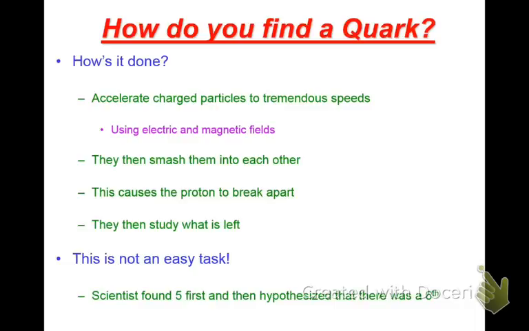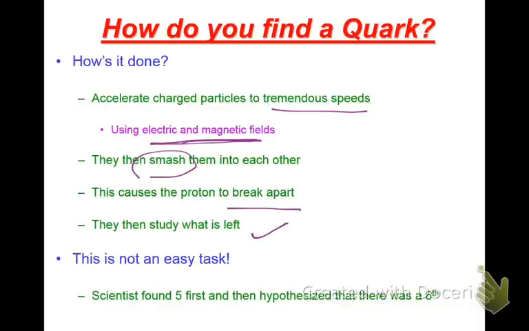How do they find quarks? Basically what they do is they accelerate particles really, really fast. They use electric and magnetic fields to accelerate them, and then they smash them together. What happens is that they break apart, and then they look and see what's left over after the crash. They kind of study the crash scene.